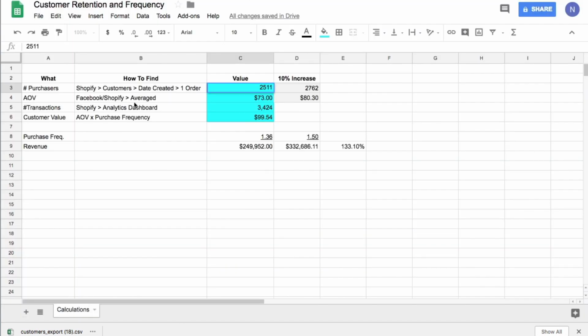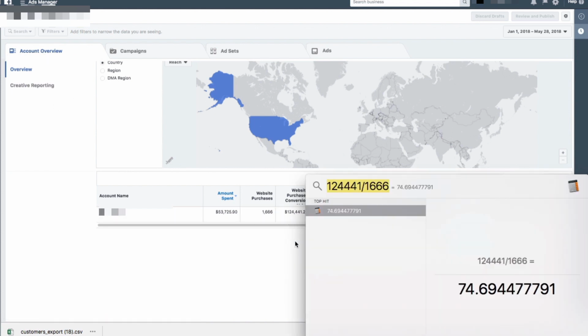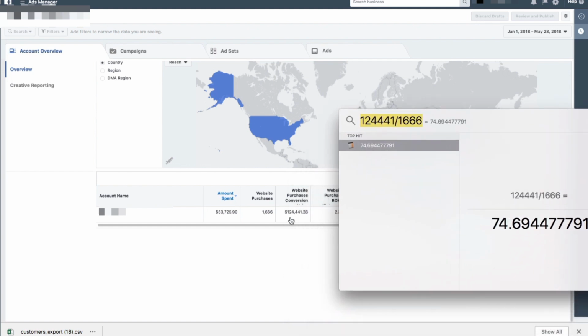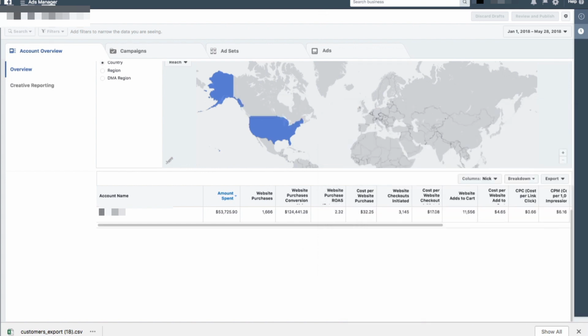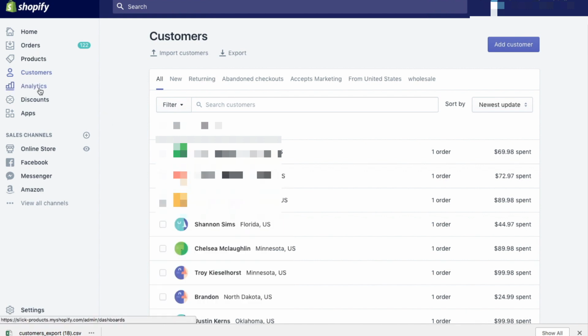Now I need to determine, sorry for clicking so fast, what AOV is. Pretty straightforward. You can do it two ways, one on Facebook, which I'll show you now. Navigate to your account overview tab, pull in your website purchase value. Oh, already have it set up. So again, all I do is take my website purchase conversion value by my amount of purchases, which gave me an AOV on Facebook of around 75 bucks. Not bad. I like that. Or what I can do is go into our analytics.